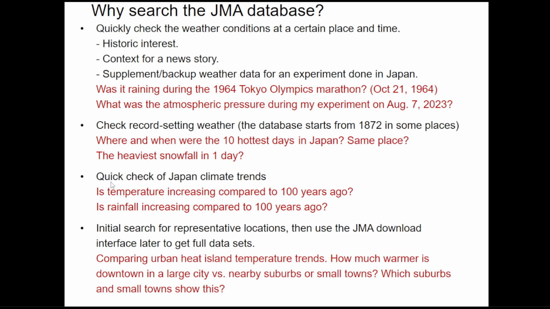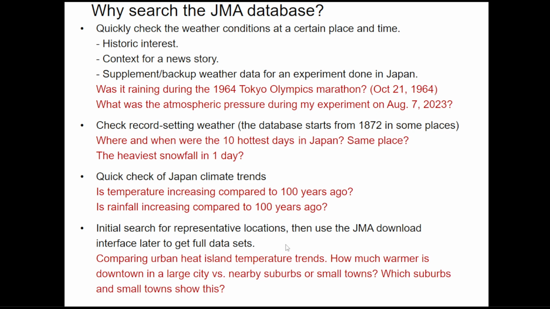You might also want to do a quick check of Japan climate trends. Maybe is the temperature increasing compared to 100 years ago? Or is rainfall increasing compared to 100 years ago? And then if you think so, you might want to proceed to downloading some data sets. I also use this for an initial search for representative locations, and then I use the JMA download function, that interface later, to get the full data set.